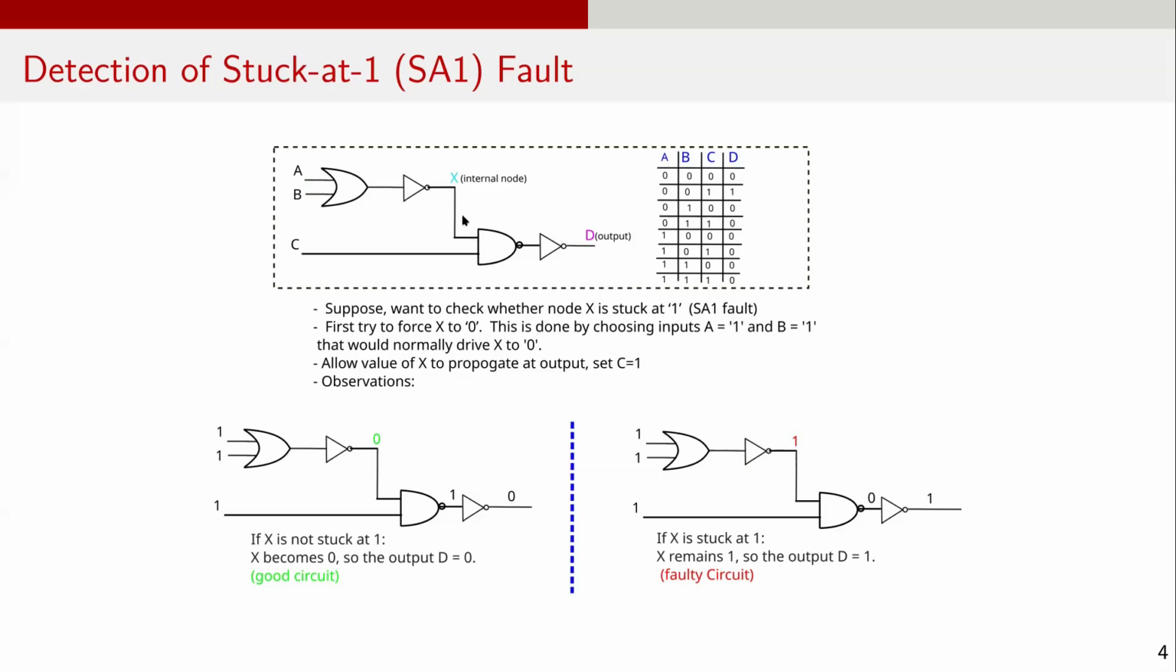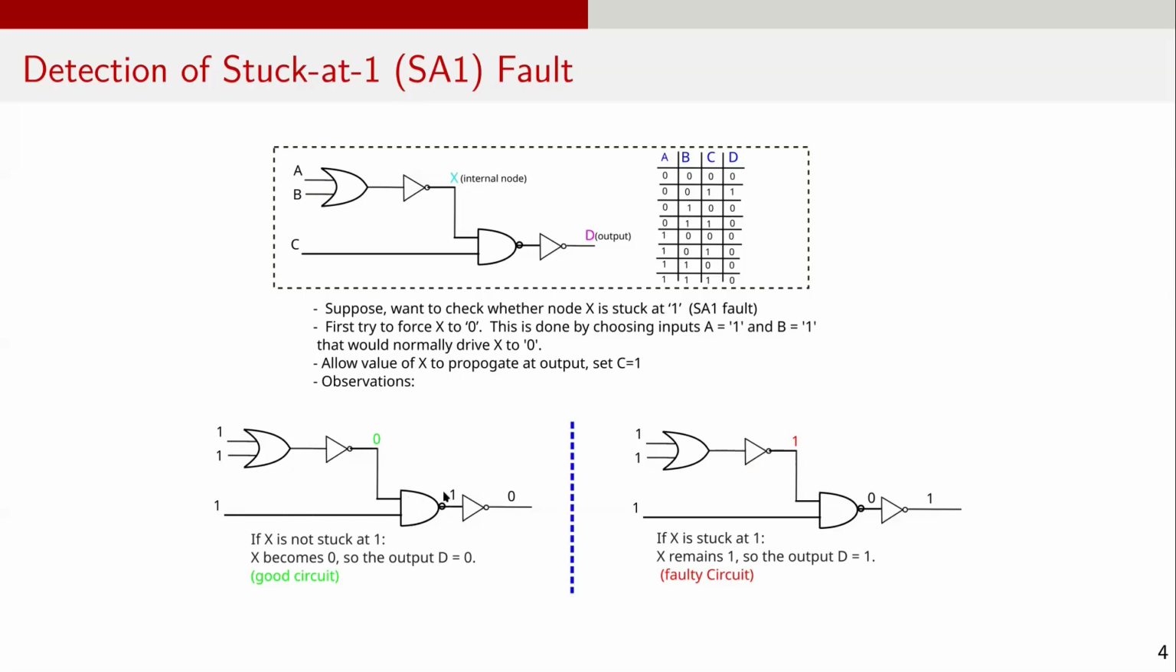Suppose in this circuit we want to check whether the node X is stuck at logic 1. To detect this, we first try to force node X to 0. We do this by choosing the input values A equals to 1 and B equals to 1. That would normally drive node X to 0. Then we also set the input C to 1.